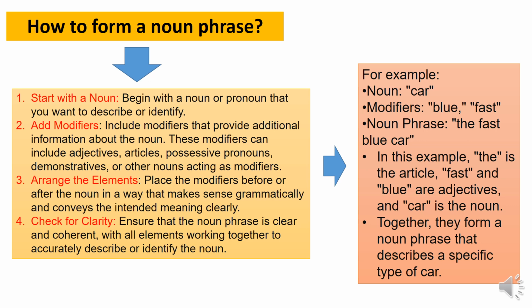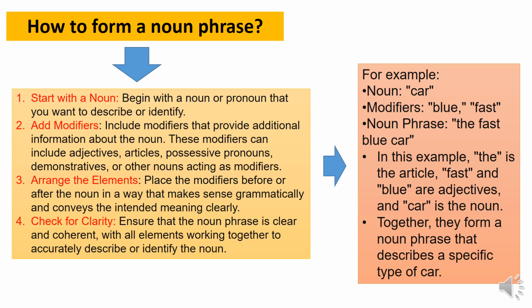If you combine the modifiers with the noun, you will have the fast blue car. So the primary noun here is car, and the noun phrase is the modifiers together with the primary noun. The modifiers are the fast blue and the primary noun is car. So, the fast blue car.